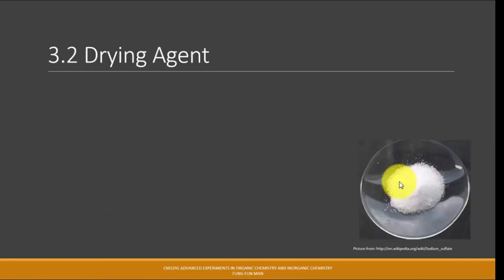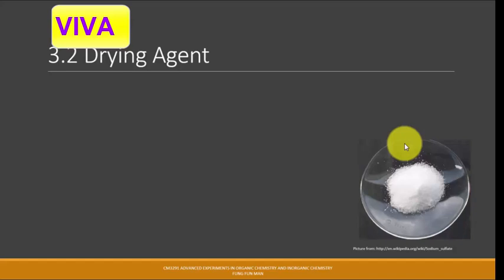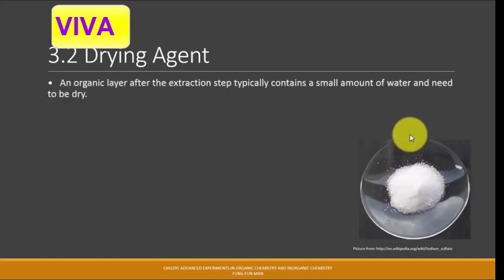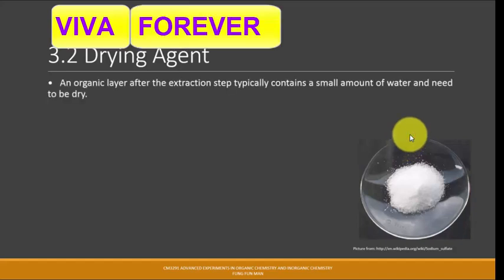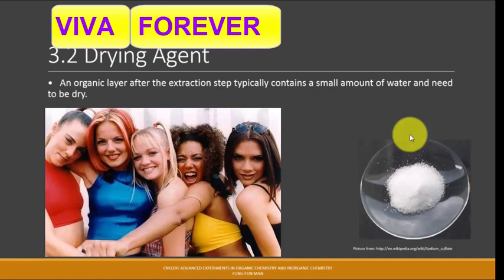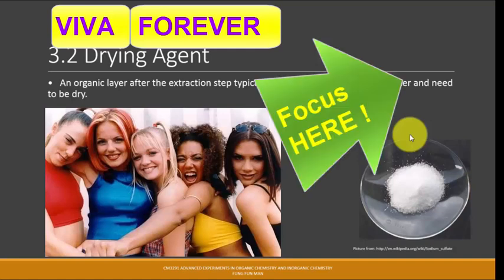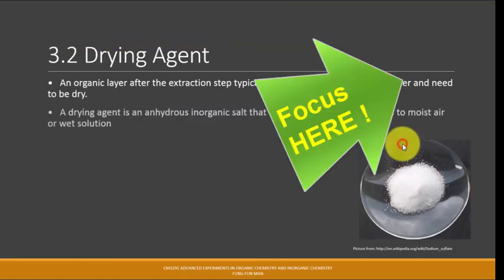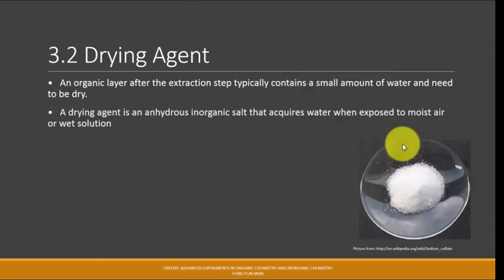And next we use a drying agent, right? So again, what's a drying agent? We have done Viva before, and students couldn't answer some examples. For the organic layer, after we collect it, there could be some remnants of water hidden inside and we need to dry it. The drying agent is an anhydrous inorganic salt that acquires water when exposed to moist air or a wet solution.